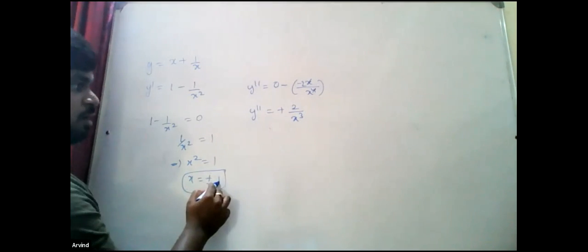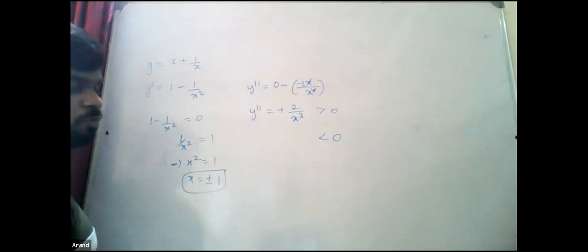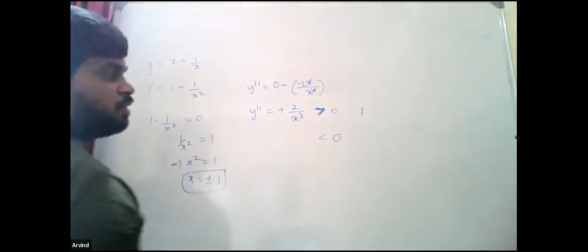So at 1, if you put positive 1, it is greater than 0. At negative 1, it is less than 0. So we want the minimum, not the maximum. So at 1 it is greater than 0, so here we get a minimum. So at 1 you are getting the minimum value. That's the answer.